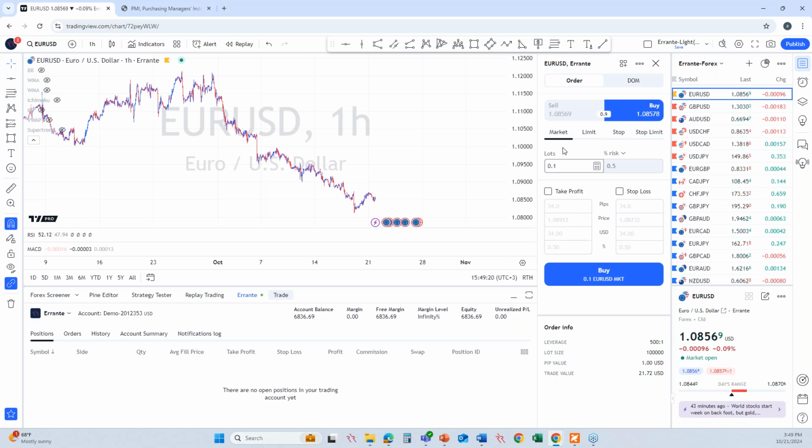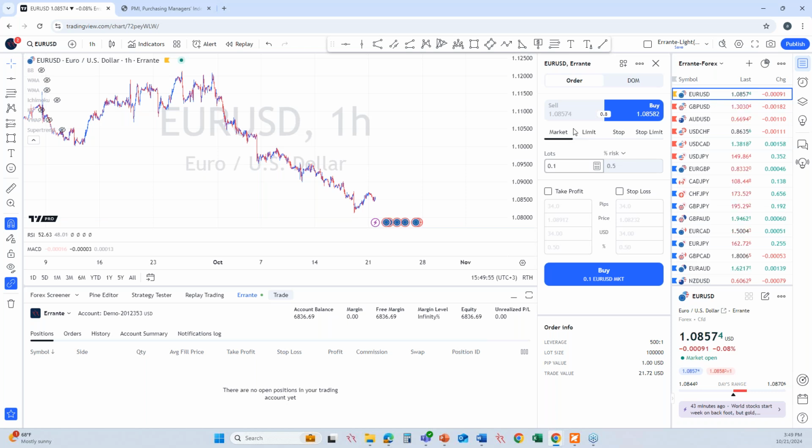At the top of this trade window, you will notice tabs like market, limit, stop, and stop limit. These allow you to choose the type of order you want to execute. First, we have the market orders. A market order will execute immediately at the best available price. So this is best used when you need to enter or exit the market right away without worrying about a specific price level. And then you have limit orders.